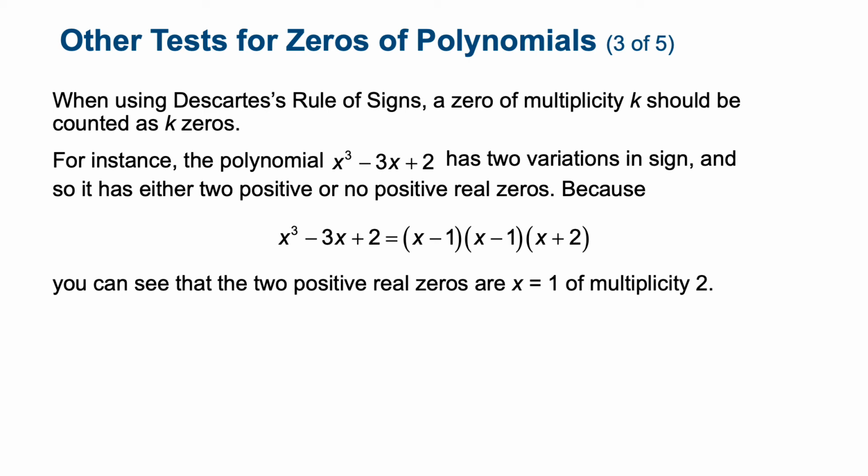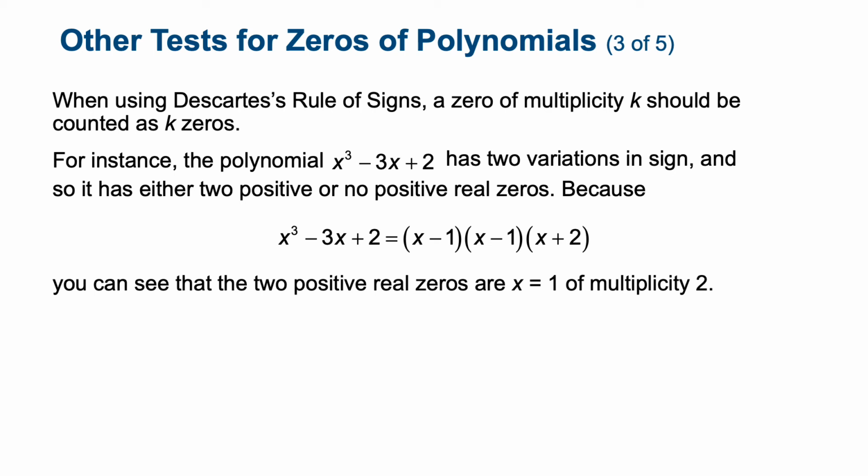So it's positive to negative, so that's once, and then it becomes negative to positive, so that's twice. So it has 2 variations. So either it has 2 positive or no positive real zeros. So when we factor this, we say here, you have x cubed minus 3x plus 2.